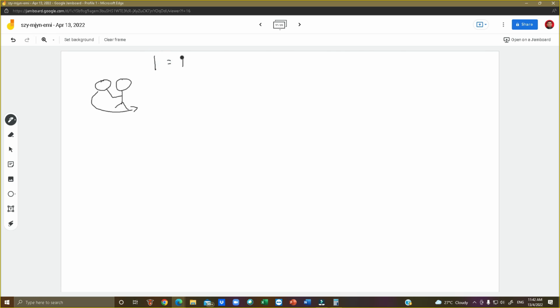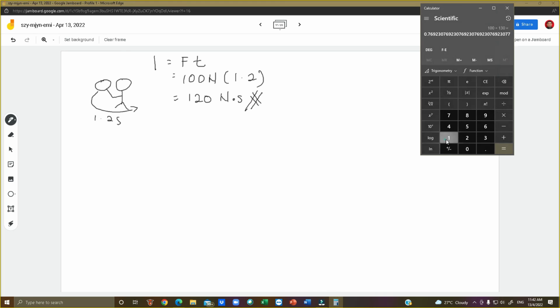Okay, katalah kita bagi dia impulse. I equals Ft. So the amount of force being given here is, let's say, 100 Newton. And time untuk ROM ni dilakukan is 1.2 second. Berapa dapat ni? 120. Betul tak? Betul. Ini impulse. The ball had an impulse of 120 Newton second.